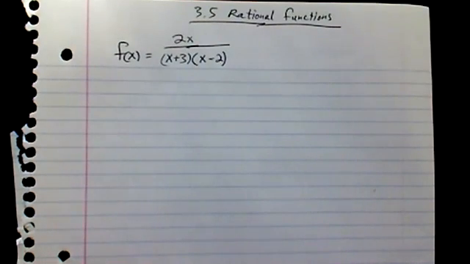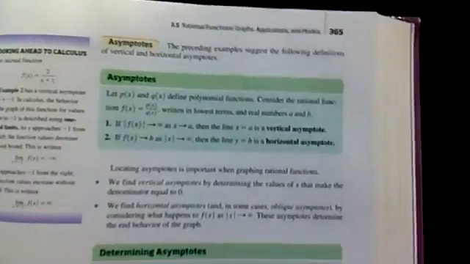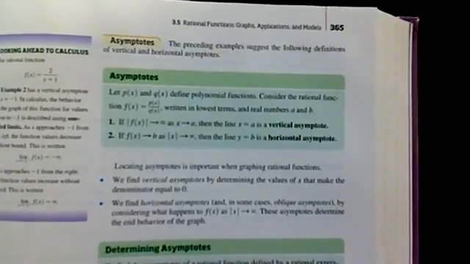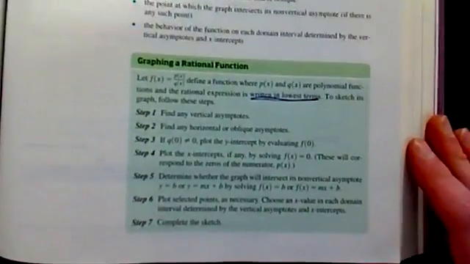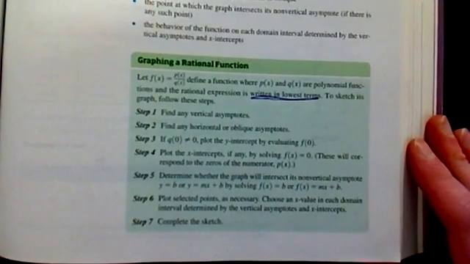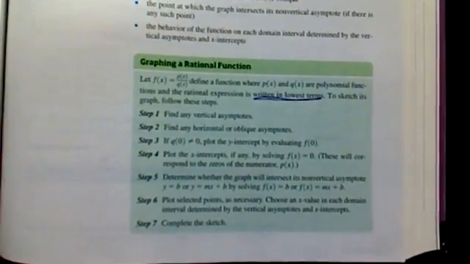Okay, guys, so for 3.5, I really recommend you go through and read the beginning of the section. Some of the most important parts are these, where they talk about asymptotes on page 365, and they talk about determining asymptotes. Then on the next page, they have a sort of checklist to go through on how to graph these things. Okay, so I want to show you where everything sort of comes from.